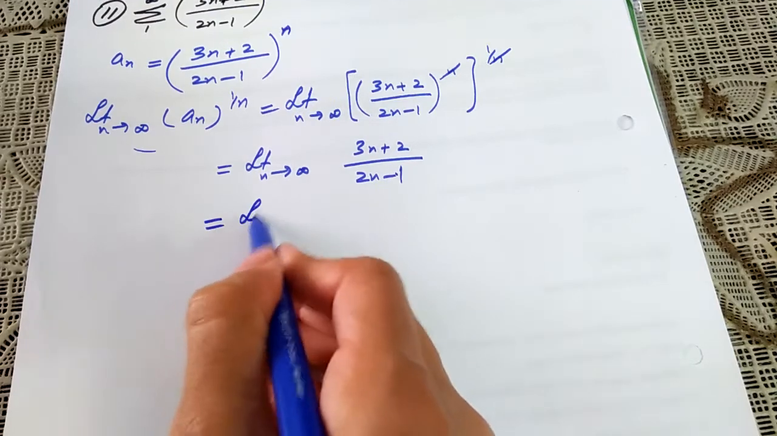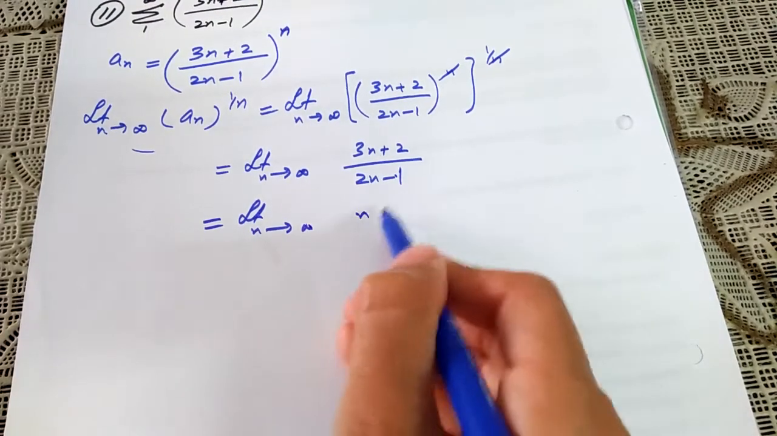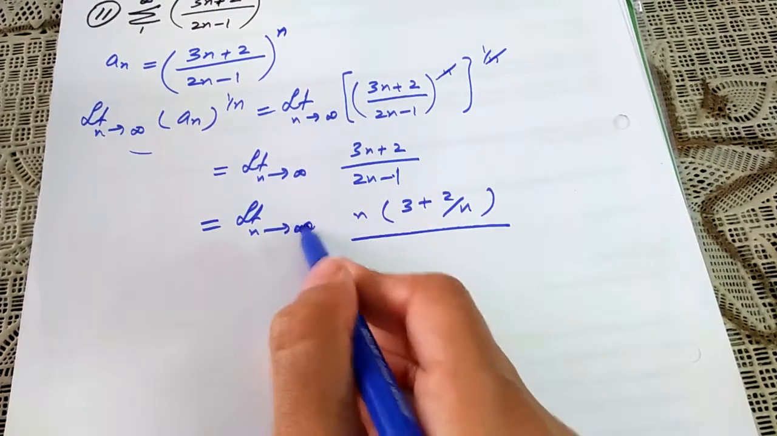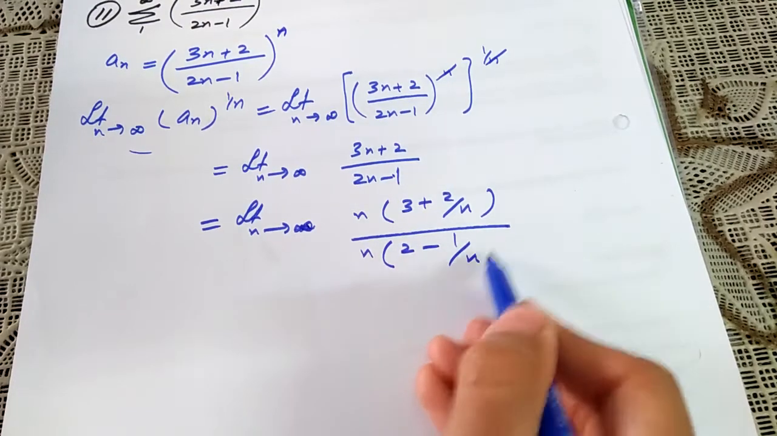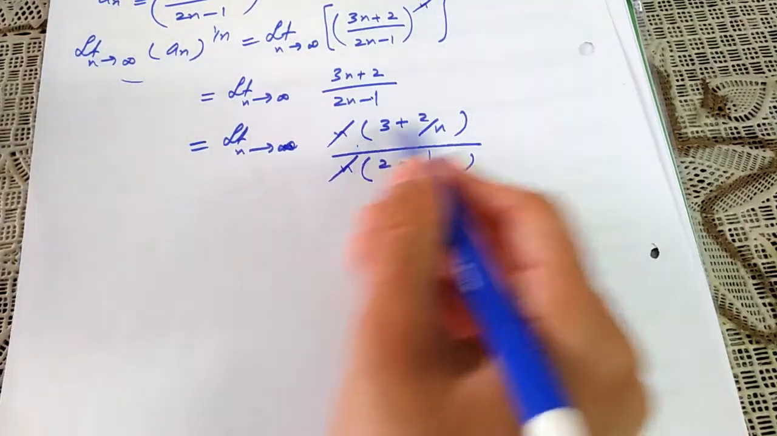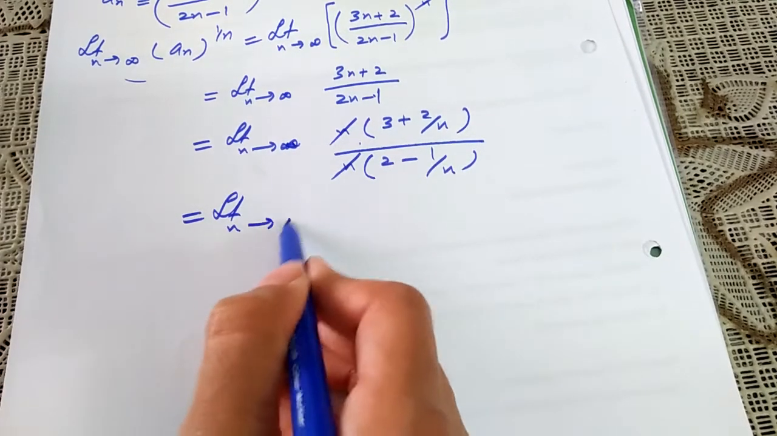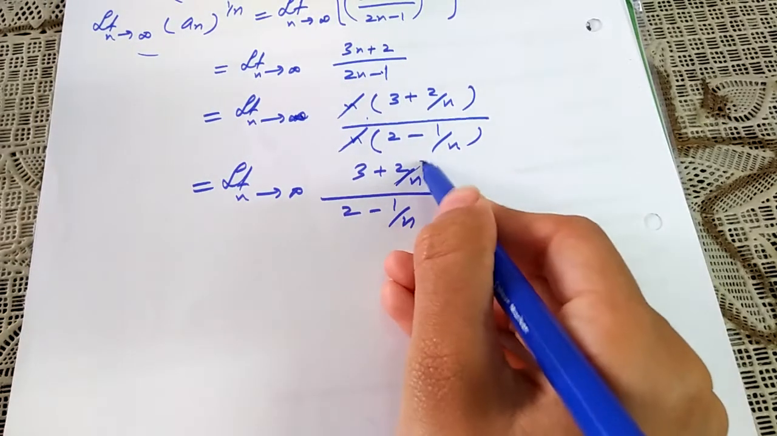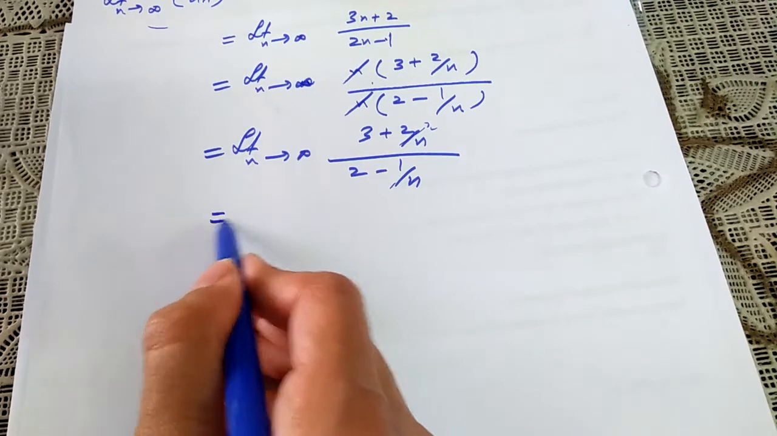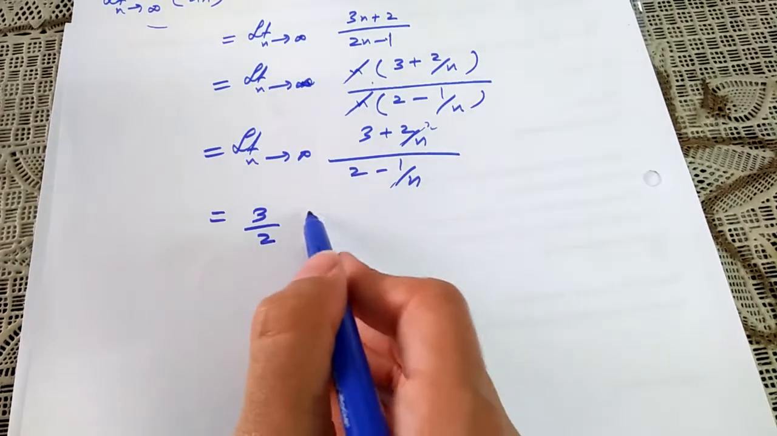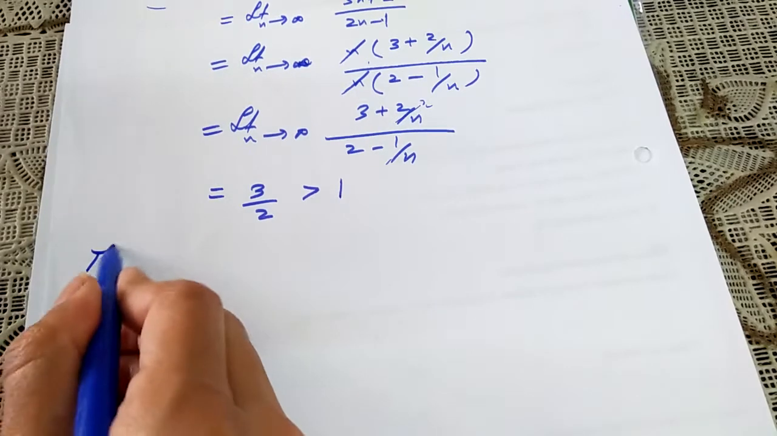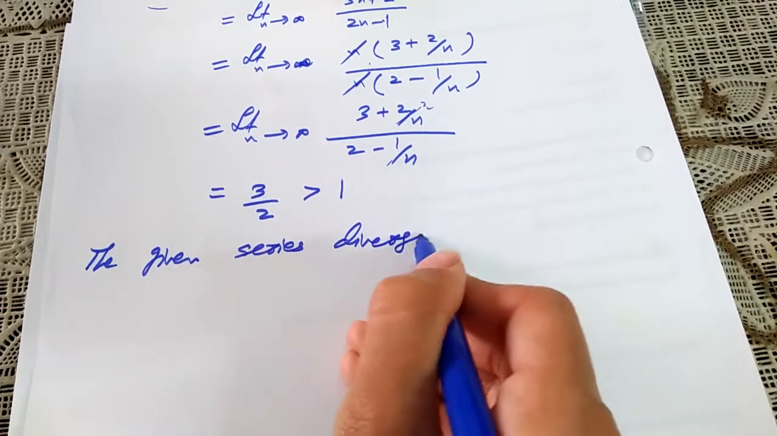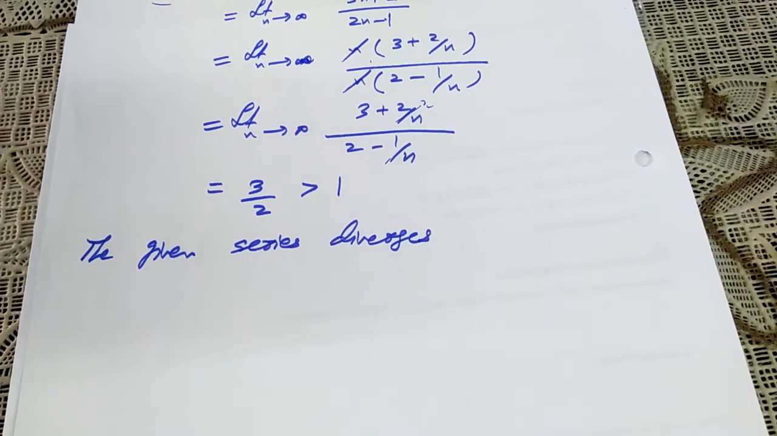Now take n common to apply the limit. This will become (3 plus 2 over n) divided by, taking n common from here as well, (2 minus 1 over n). The n's will be cancelled out. Apply the limit here: limit n approaches to infinity (3 plus 2 over n) divided by (2 minus 1 over n). The 1 over n terms go to 0 after applying the limit. So you will get 3 over 2 in your answer. And this is greater than 1. So the given series diverges by the Cauchy's root test.